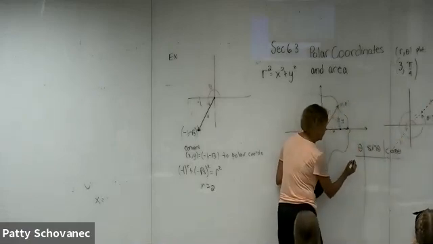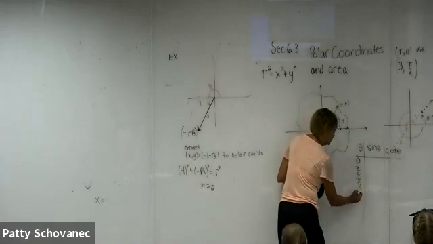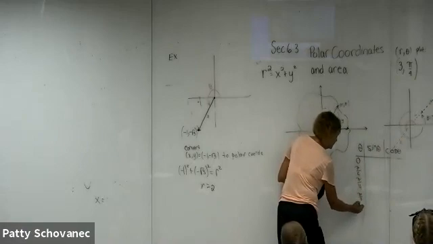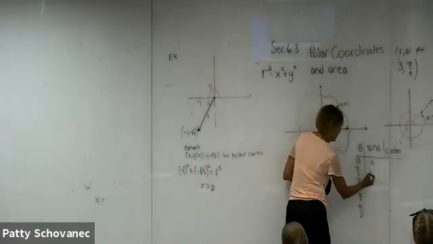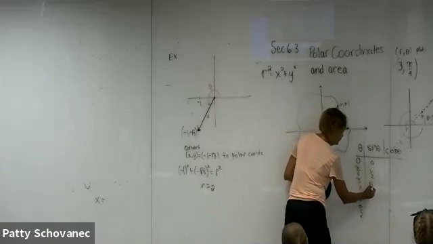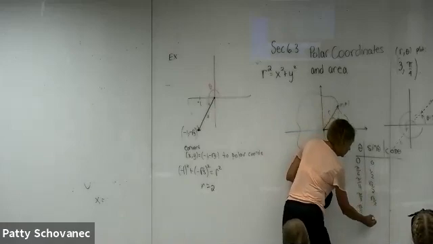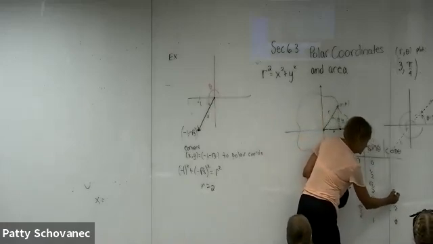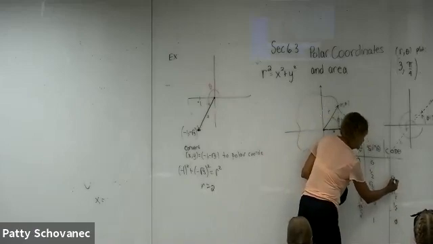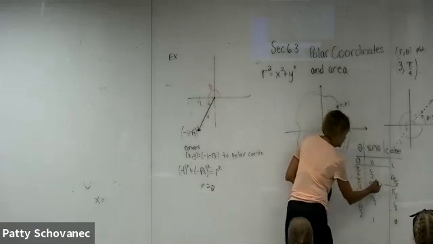Our first quadrant reference angles are 0, pi over 6, pi over 4, pi over 3, pi over 2. Sine goes 0, 1/2, square root of 2 over 2, square root of 3 over 2, 1, and cosine goes backwards. Yep.